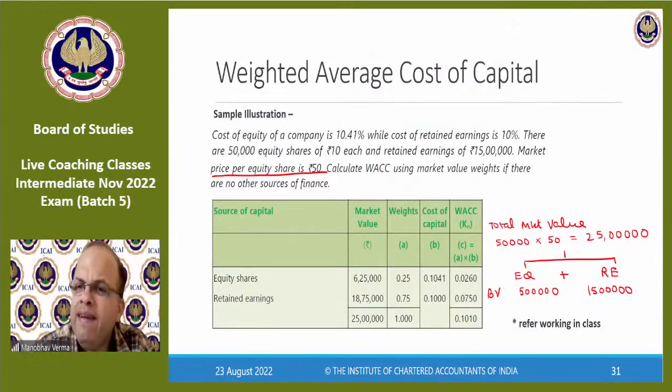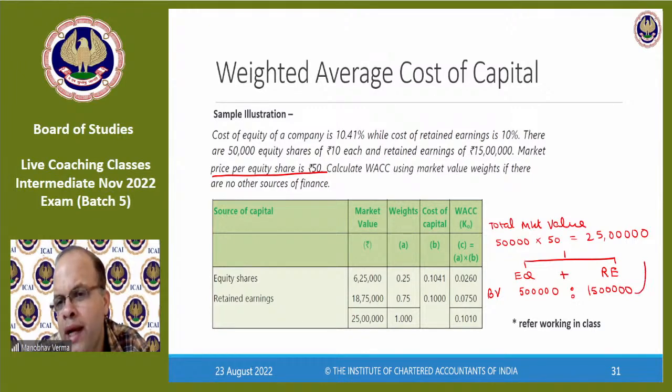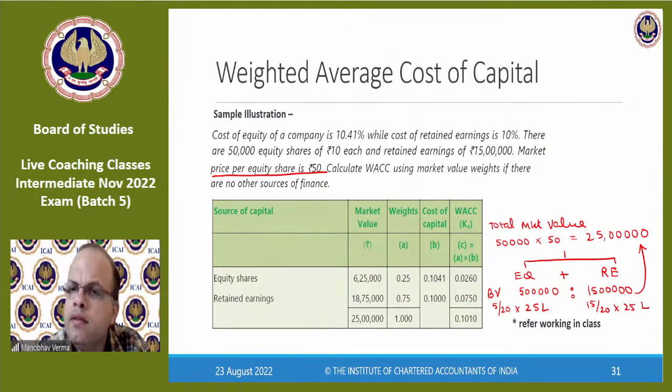So if my book value is 5 lakhs and 15 lakhs, I will use this proportion to allocate 25 lakhs. So 25 lakhs will be allocated to equity and retained earnings. For equity, it will be 5 by 20 into 25 lakhs. For retained earnings, it will be 15 by 20 into 25 lakhs. And hence I arrive at the market value weights: equity 6,25,000 and retained earnings 18,75,000. And we multiply those by the respective costs to get WACC.